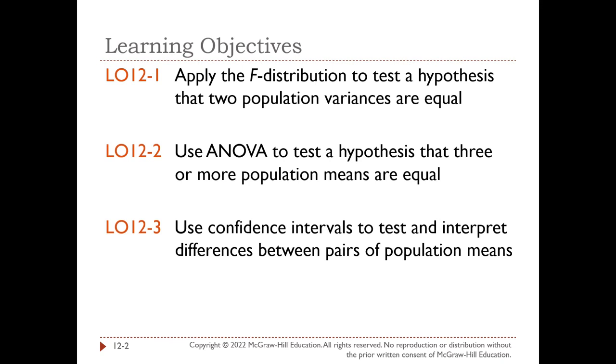Here are our learning objectives. First off, we're going to apply the F distribution to test the hypothesis that two population variances are equal. A new distribution. Just like t values and z values, now we have the F. We're going to use analysis of variance, or ANOVA, sounds like a superhero, to test a hypothesis that three or more population means are equal. We're going to use confidence intervals, they're back, to test and interpret differences between pairs of population means.